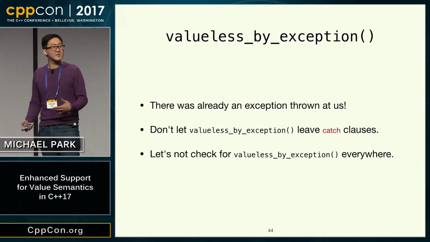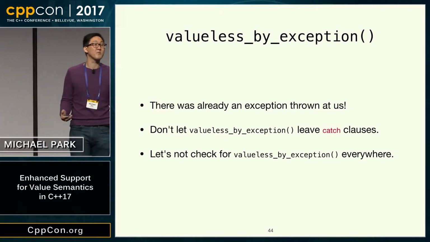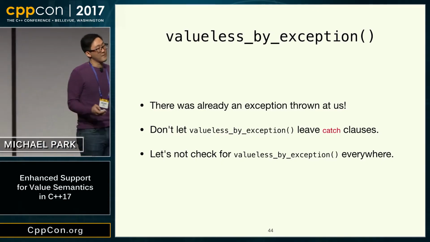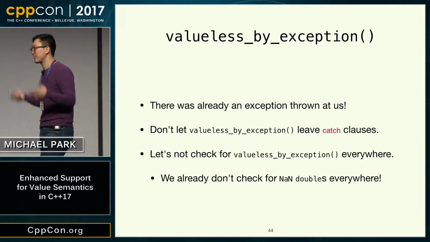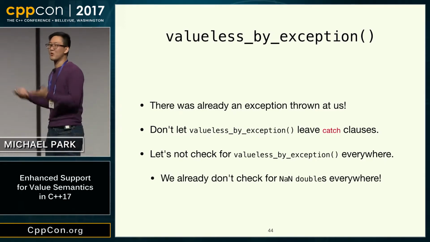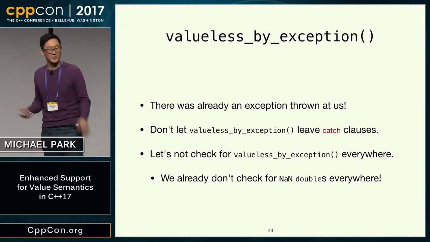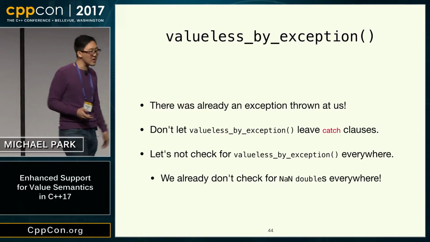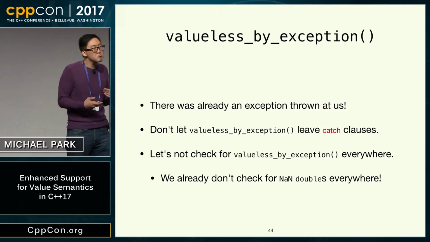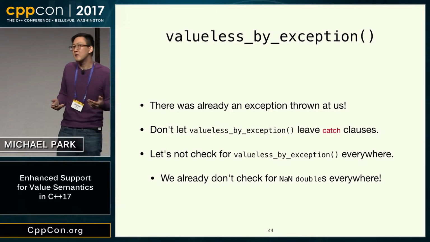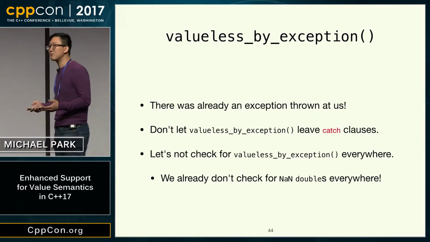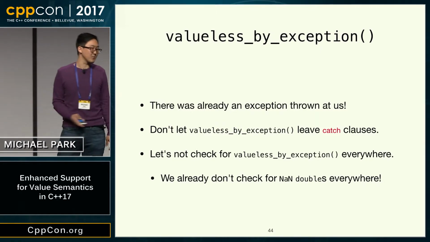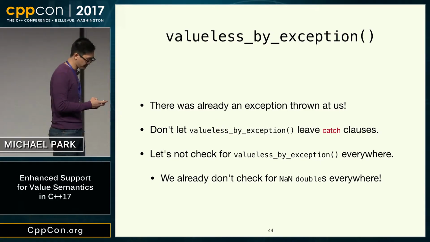Another example that came up earlier was that NaN is a magic value, and if you get a double inside every function that takes a double, do you check for NaN? If you're the type of person who checks for NaN in every function, all right, yeah, go for it. Check for valueless by exception everywhere. But if you're the type of person like me who kind of trusts others and assumes that doubles probably aren't going to be NaNs all over the place, then we really don't need to be checking for valueless by exception all over the place for variant either.